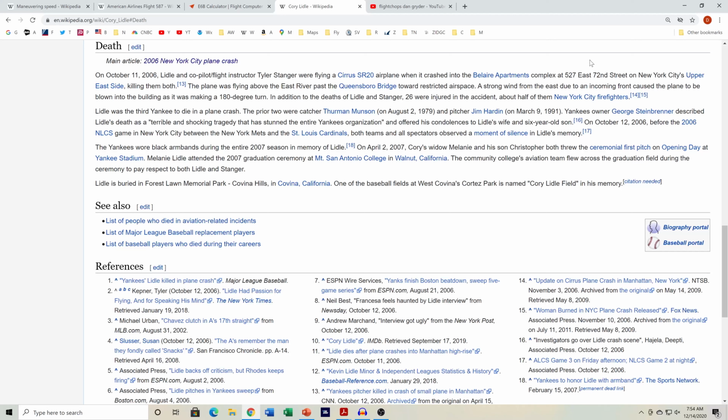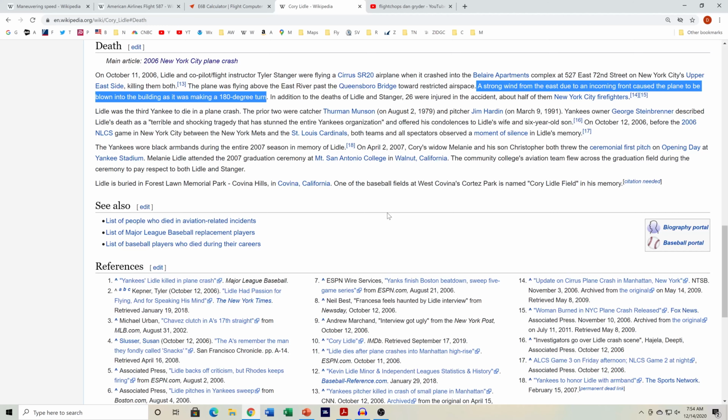What they were doing was going northbound up the East River past the Queensboro Bridge, and there's restricted airspace up there. By the way, Wikipedia, that's wrong, but that's a Wikipedia thing. Let's just address it. It says a strong wind from the east due to an incoming front caused the plane to be blown into the building as it was making a 180-degree turn.